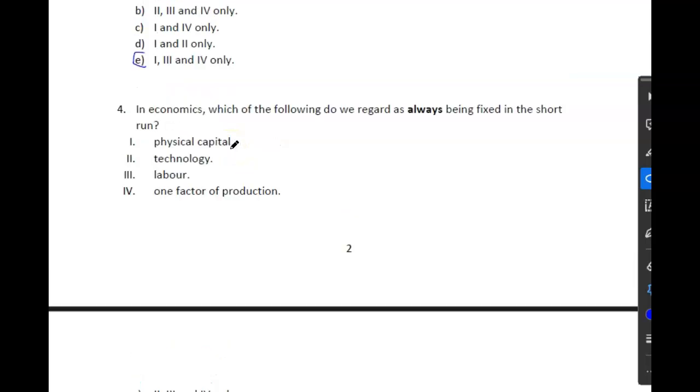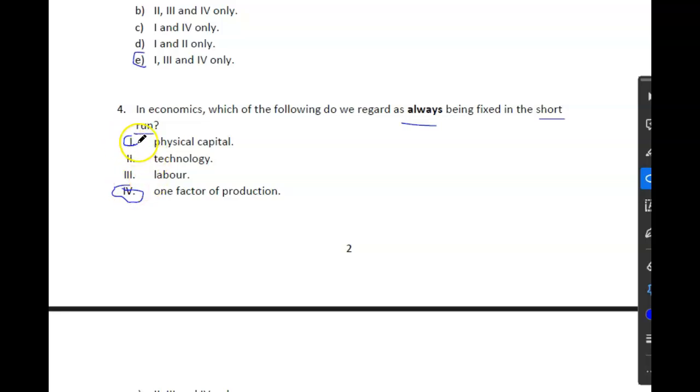In economics, which of the following is to be regarded as always being fixed? Keyword, always. In the short run, you have at least one factor of production fixed, right? When I say at least one, it means one and many, right? So you know one factor of production is correct.